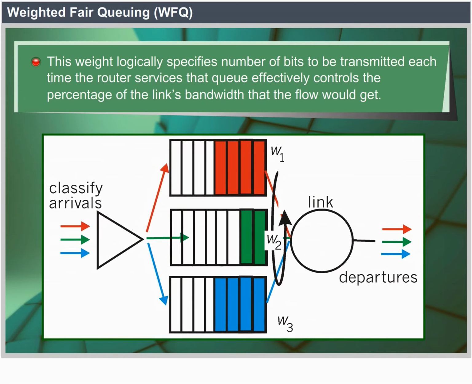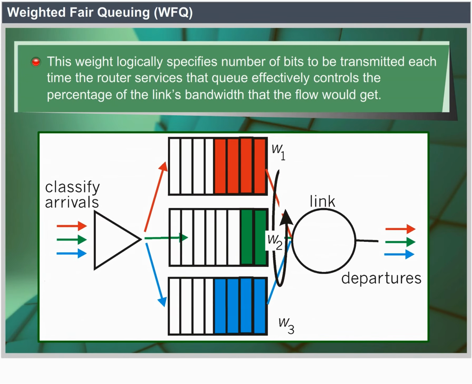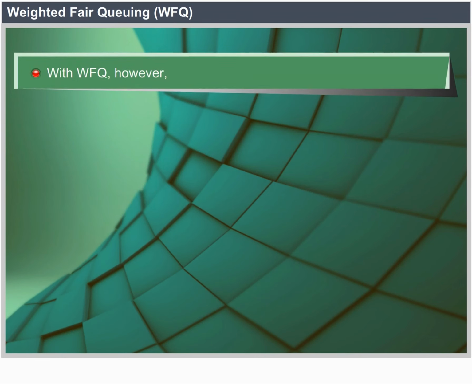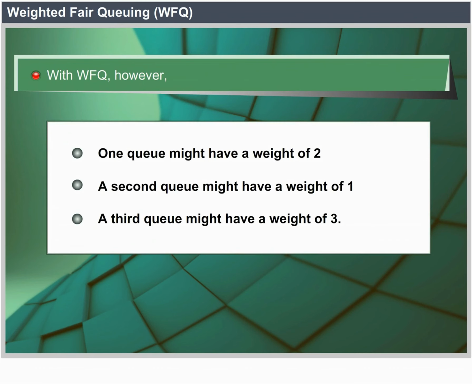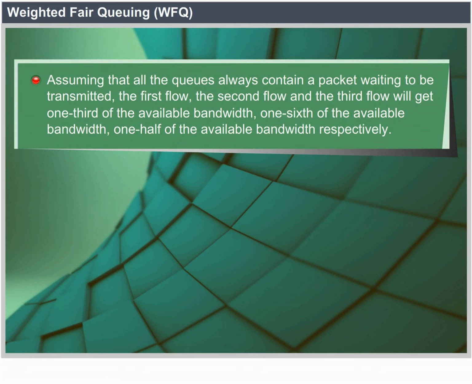With WFQ, one queue might have a weight of 2, a second queue might have a weight of 1, and a third queue might have a weight of 3. Assuming that each queue always contains a packet waiting to be transmitted, the first will get 1/3 of the available bandwidth, the second will get 1/6 of the available bandwidth, and the third will get 1/2 of the available bandwidth.